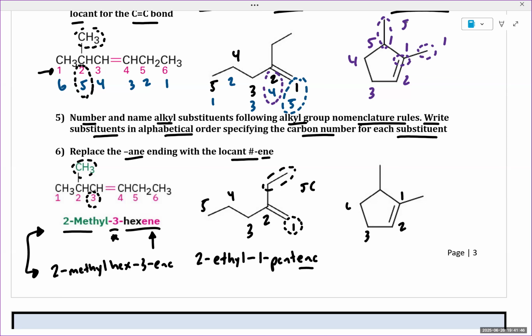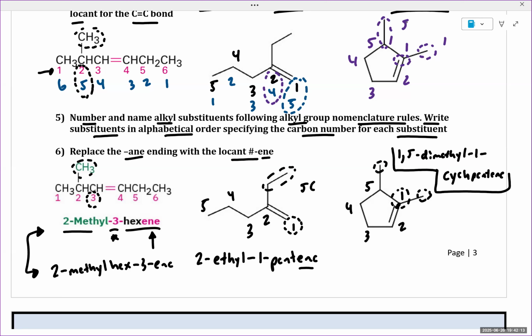Finally, looking at our last example, as we note, the methyl groups are at position 1 and 5. So we would name this as 1,5-dimethyl. And then we note the carbon-carbon double bond starts at 1. So this would be 1-cyclopentene. So this would be 1,5-dimethyl-1-cyclopentene.